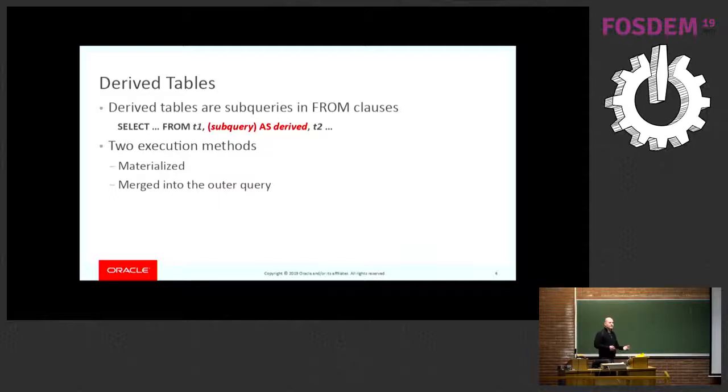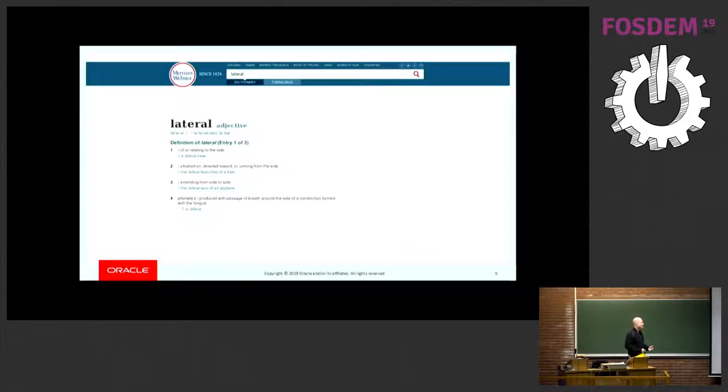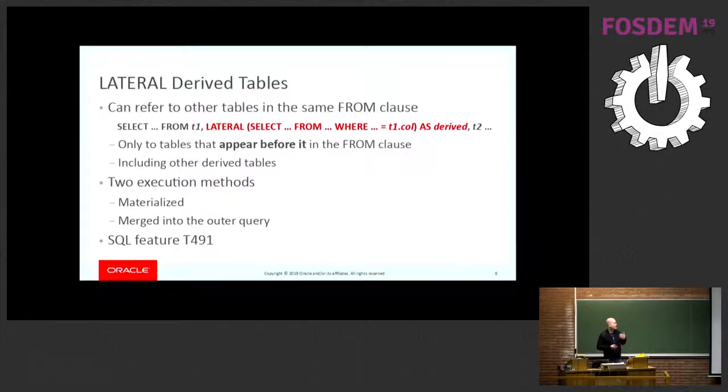And then we have lateral derived tables. And I'm not a native English speaker. I guess most of you aren't either. So I thought I knew what lateral meant. But to be sure, I went to the dictionary. This is not readable in the resolution of this projector, but it says that it refers to kind of sideways relations, so relating to the side. And what does that mean for derived tables? To the side of what? It means that we are referring to other tables in the same from clause.